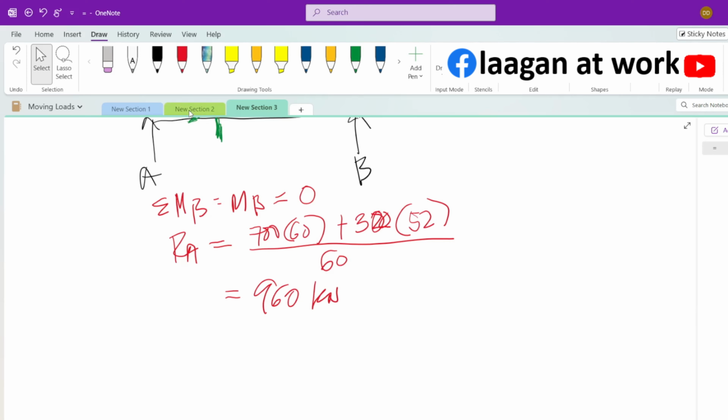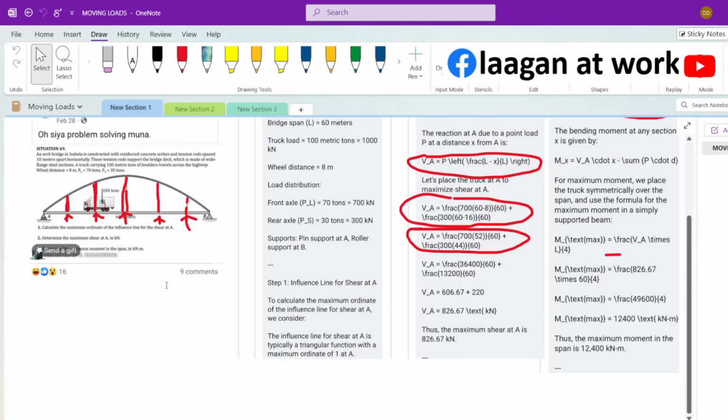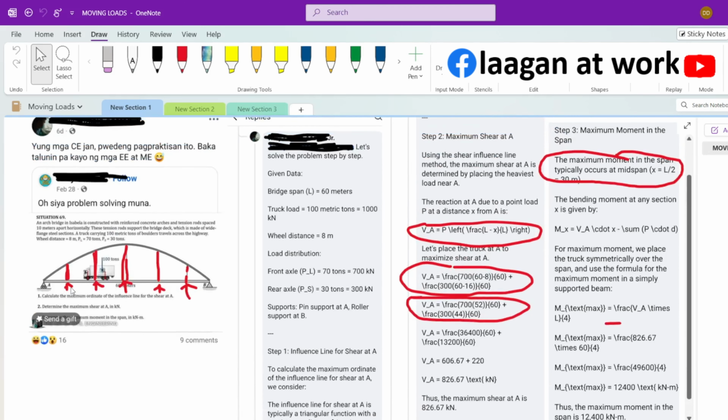Now, on the second question, determine the maximum moment in the span. Now, again, this should not be the solution, because basically this bridge is not a simply supported bridge. Or I would say the deck is not simply supported because it is technically supported by this tension rod, and transfers that load to the arch, and then the arch would be the one transferring it back to the main support.